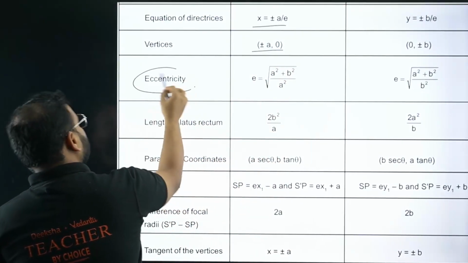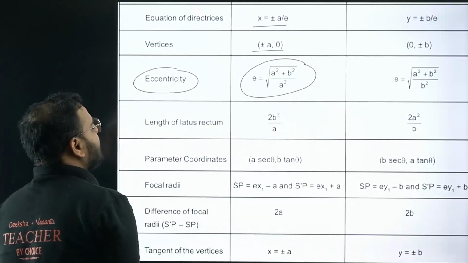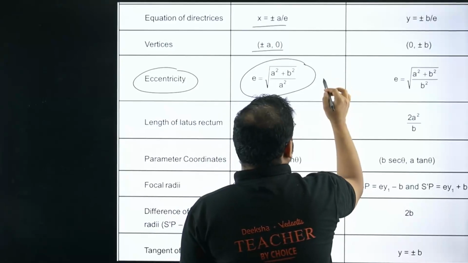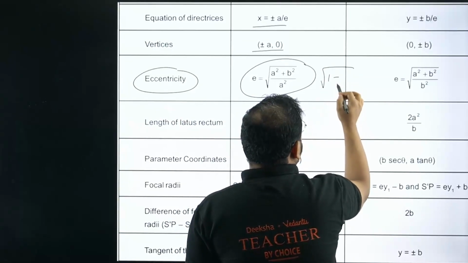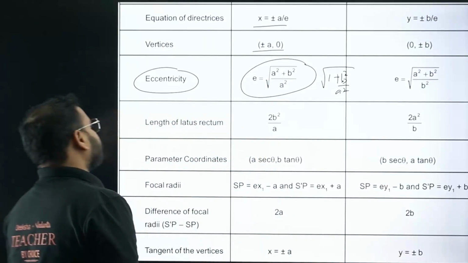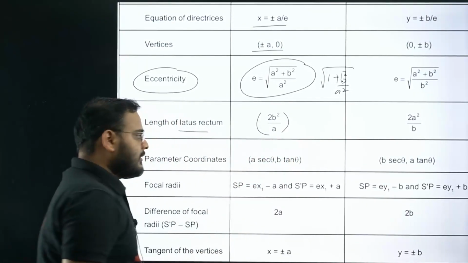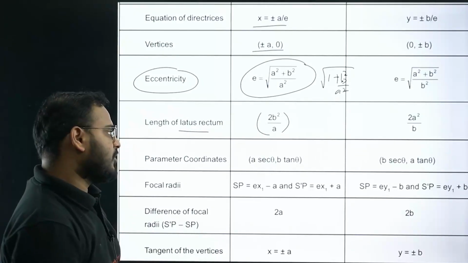What will happen to eccentricity? It will be root of a square plus b square by a square. Simply, if I want to write it like this, root of 1 plus b square by a square. Great. We have the latus rectum length as 2b square upon a. The length of the latus rectum will be 2b square upon a.